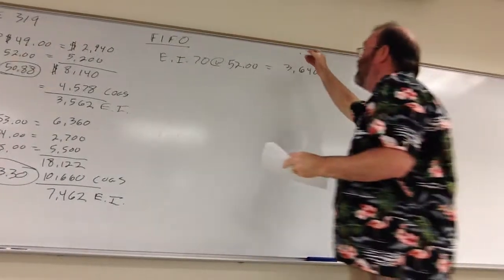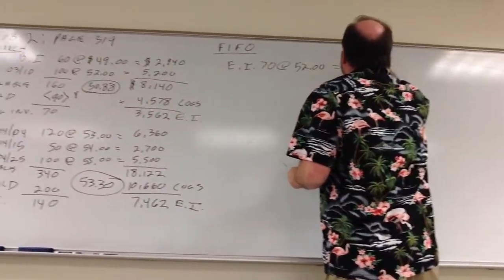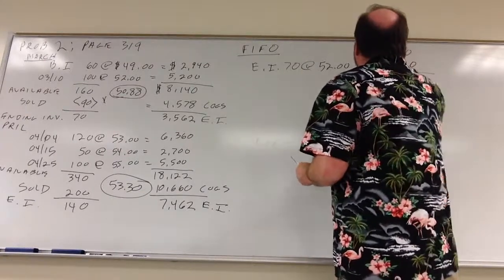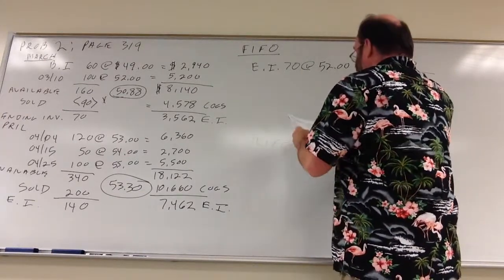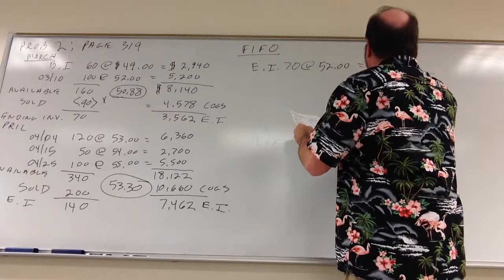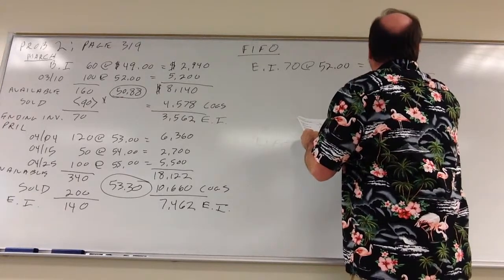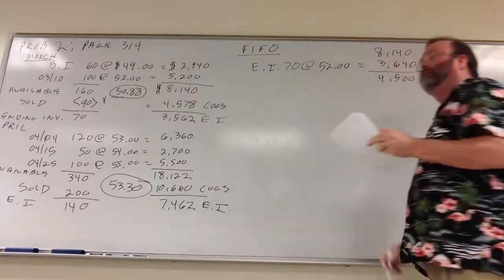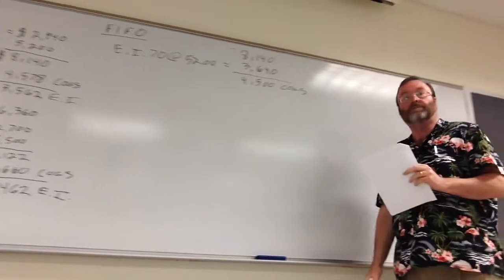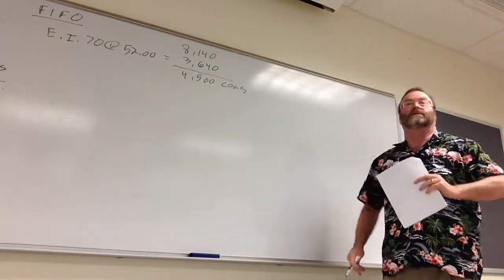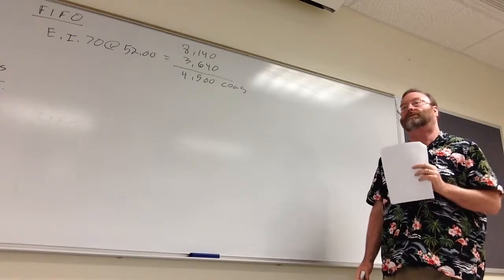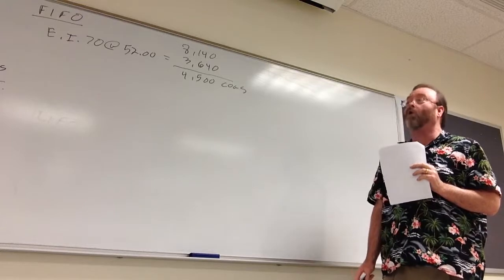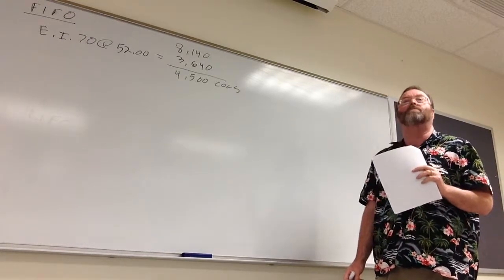If you subtract that from the 8,140, because that never changes, you get cost of goods sold of $4,500 for March. So that 8,140 was the available balance in Available for sale. That was the total dollars of goods available for sale.